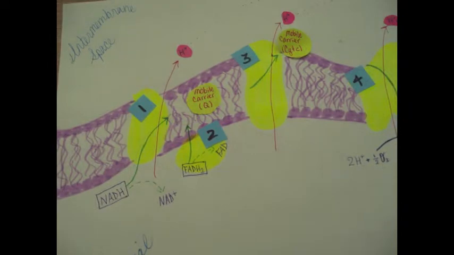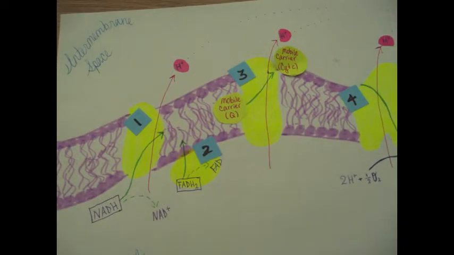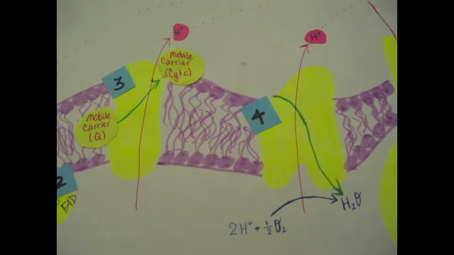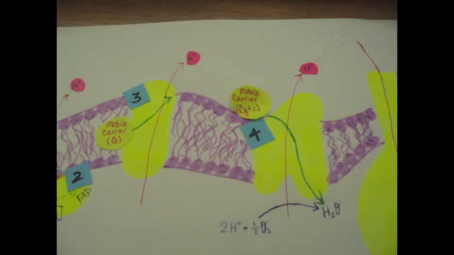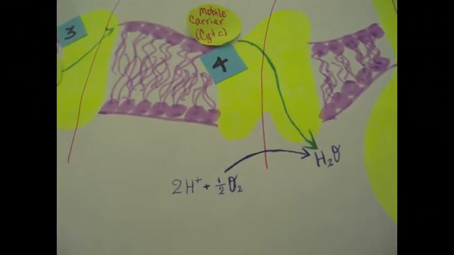Next, the electrons will be put into a mobile carrier labeled Q and carried from protein 1 to protein 3. Once the electron reaches protein 3, it's then put into another mobile carrier known as cytochrome and carried to protein 4. Once the electron reaches the end of the chain, it then mixes with oxygen and forms H2O.